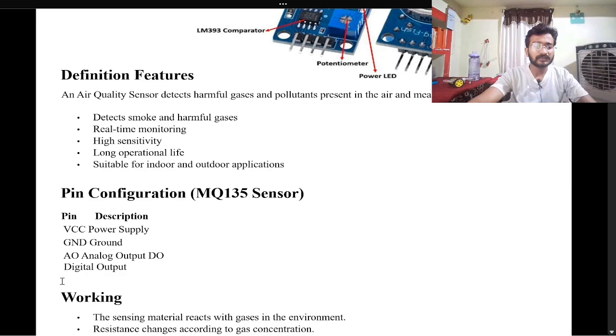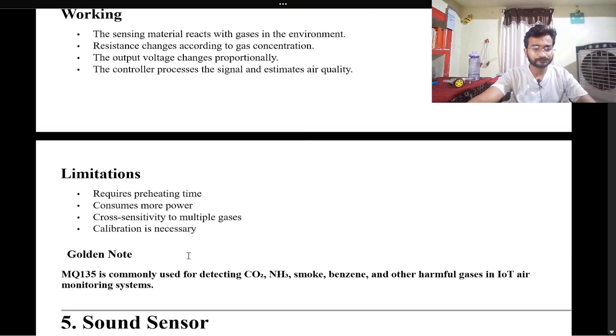Here we have pin configuration. Total 4 pins: VCC, ground, analog output, and digital output. VCC is connected to 5-volt power supply in Arduino. GND is connected to ground. Analog output is connected to the analog pin in Arduino, and digital output is connected to digital pin in Arduino.